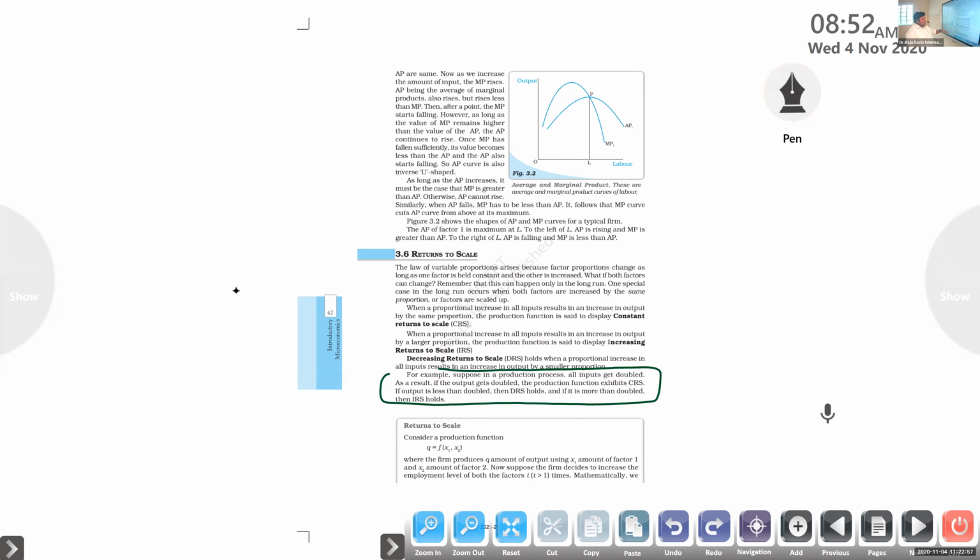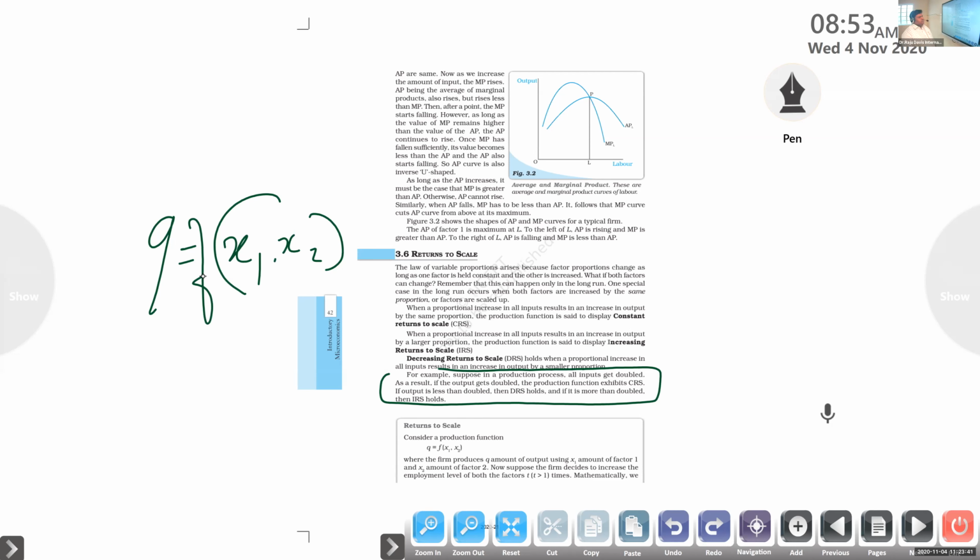The firm produces Q amount of output by using x1 amount of the first input, factor 1, and x2 amount of the second input, factor 2. So we know that there are a number of factors of production, and here we are using only two. So we can say that Q is equal to a function of factor 1 and factor 2. Previously we discussed labor and capital; here, factor 1 and factor 2.